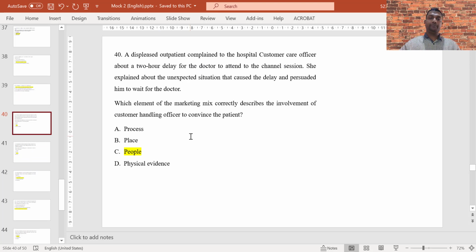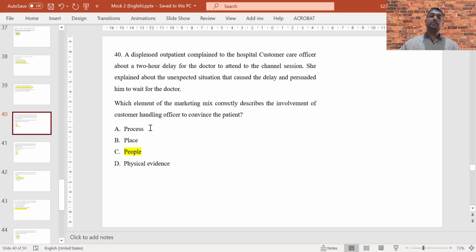Question number 40. A displaced outpatient complained to the hospital customer care officer about a 2-hour delay for the doctor to attend to the channel session. She explained the unexpected situation that caused the delay and persuaded him to wait for the doctor. Which element of the marketing mix correctly describes the involvement of the customer handling officer to convince the patient?